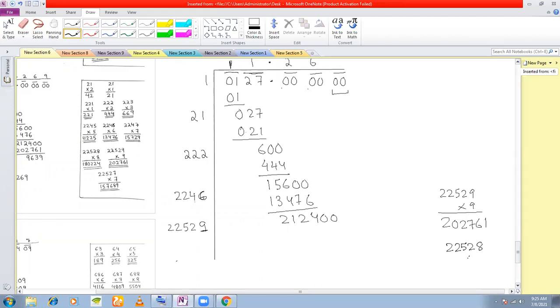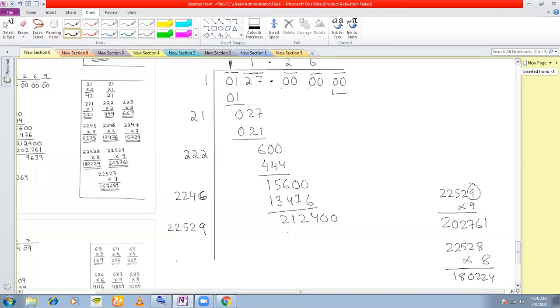2,2,528 into 8. Multiply this. We are now inserting an 8 here actually. You multiply this, you get 180,224. So that means this is again lesser than 2,02,000. Therefore we keep the 9 here.